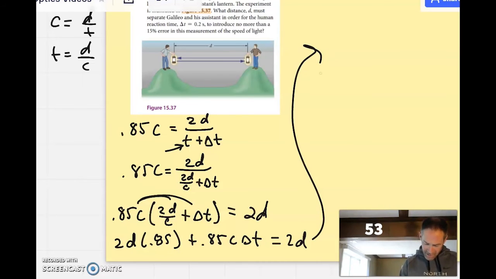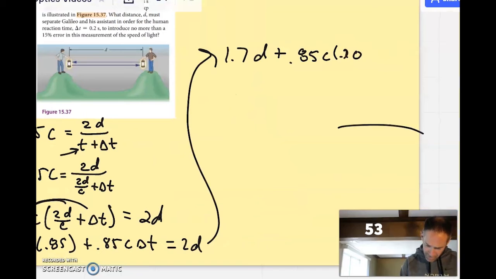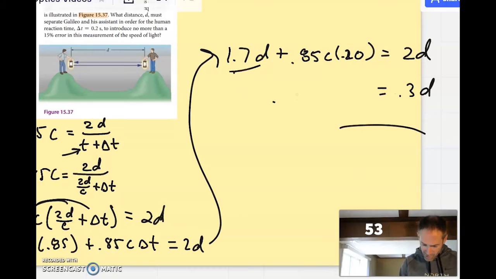Now let me say 2 times d times 0.85 is 1.7d plus 0.85c times 0.2. 0.2, remember, was the reaction time for the human. And that's equal to 2d. And now I'll take the 2d, I'll get this term with the d over to the other side, and it's going to be 0.3d, and that's equal to 0.85 times the speed of light times 0.2.